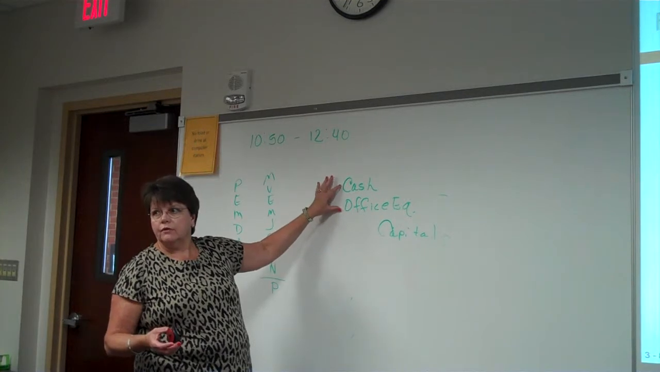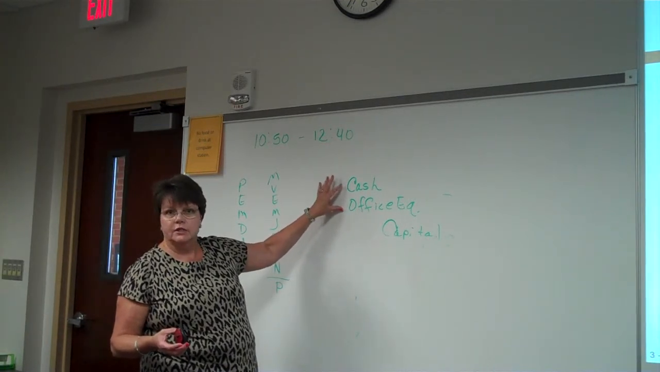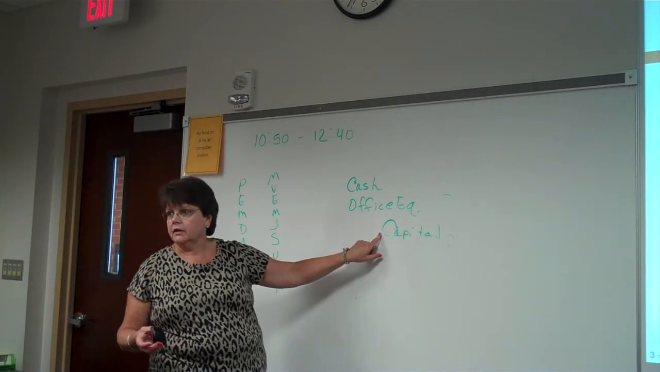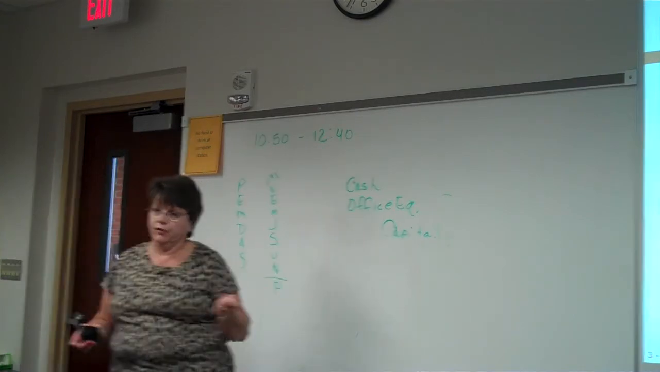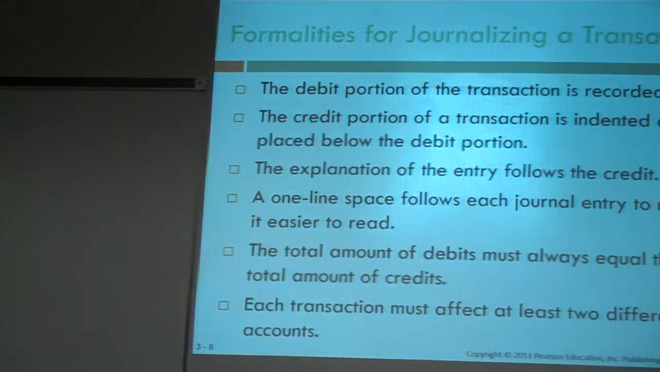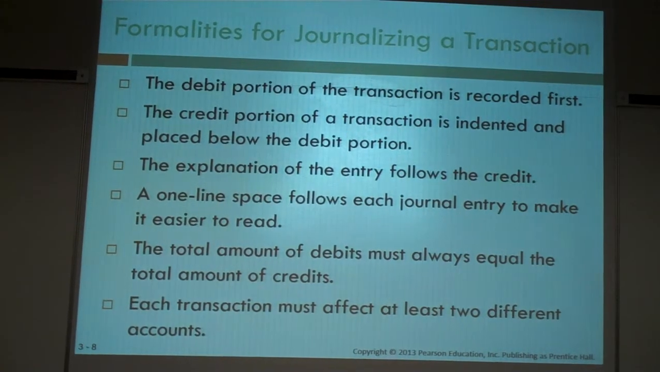This is the initial investment. These two were increased. This is the debit. This is the credit. I really prefer the credits to be indented. It's just so much easier to identify.